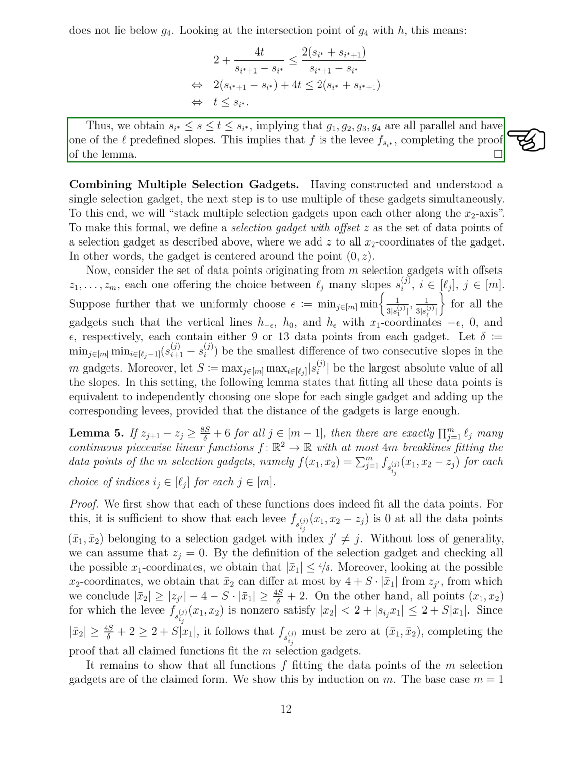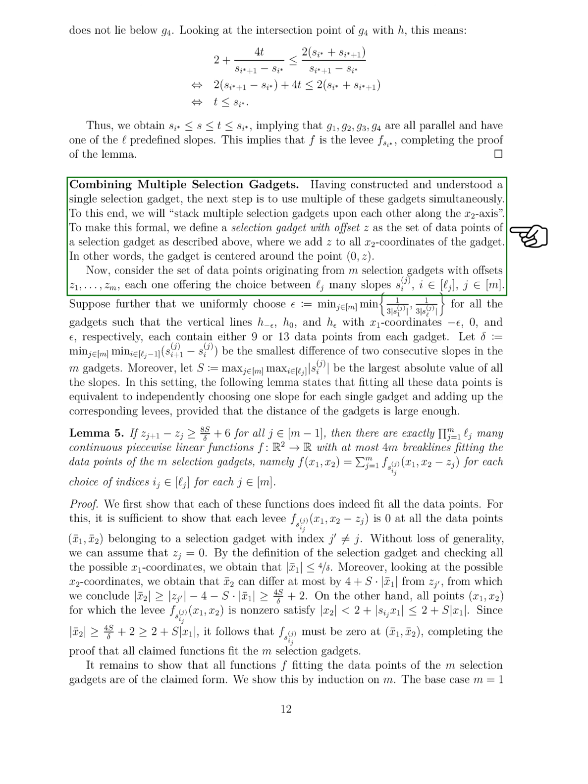Section. Combining multiple selection gadgets. We've already discussed how to construct a single selection gadget. Now, let's talk about how to use multiple selection gadgets at the same time. We can think of this as stacking multiple selection gadgets on top of each other along the x2 axis.